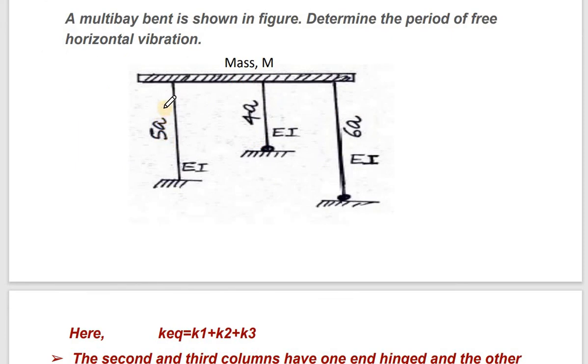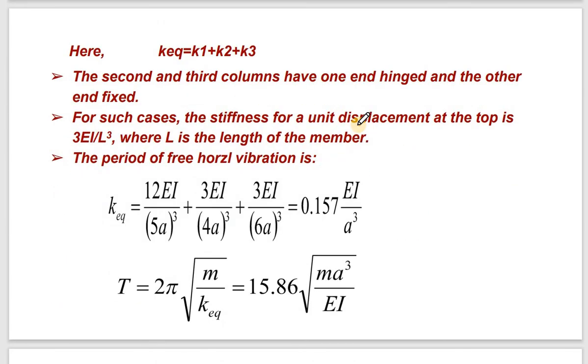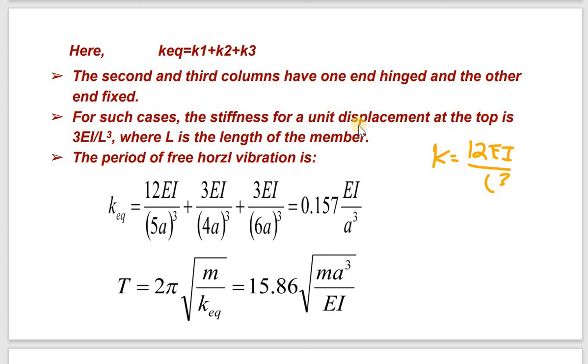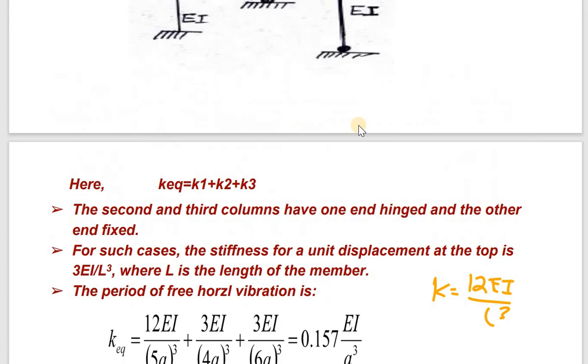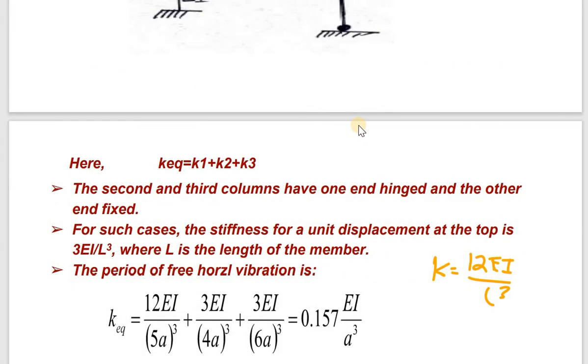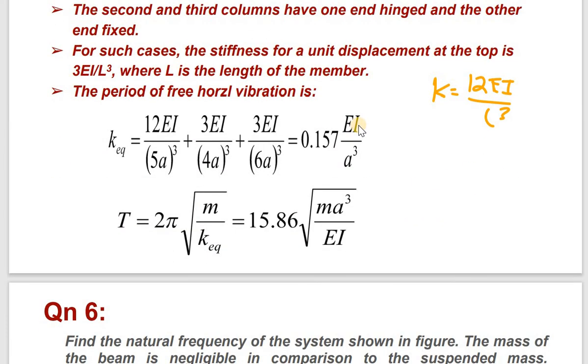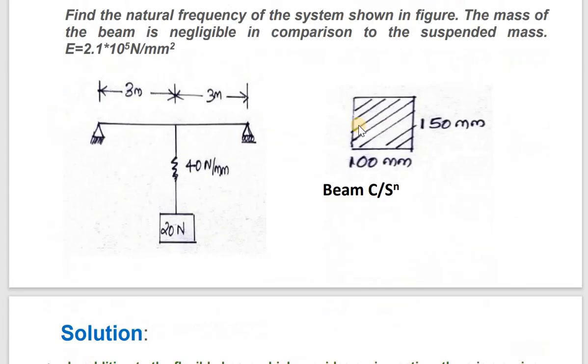Here you can see the distances are varying: 5a, 4a, 8, 6a, etc. So the only change is that the main equation you need to keep in mind is k is equal to 12EI by L cube. So this L is changing. The first one is 5a, then 4a. So just substitute, then add, and you will get the answer.